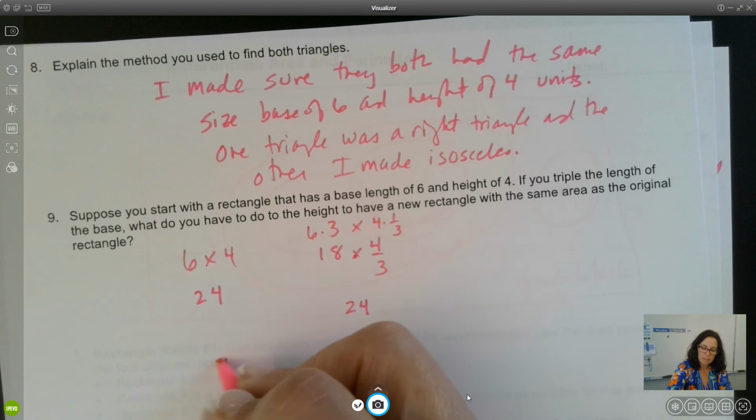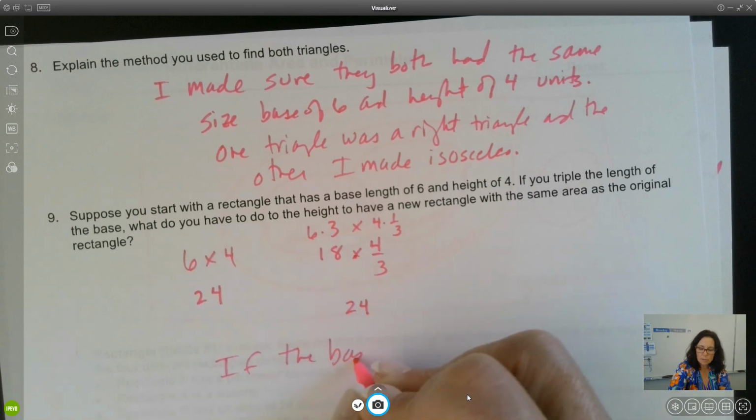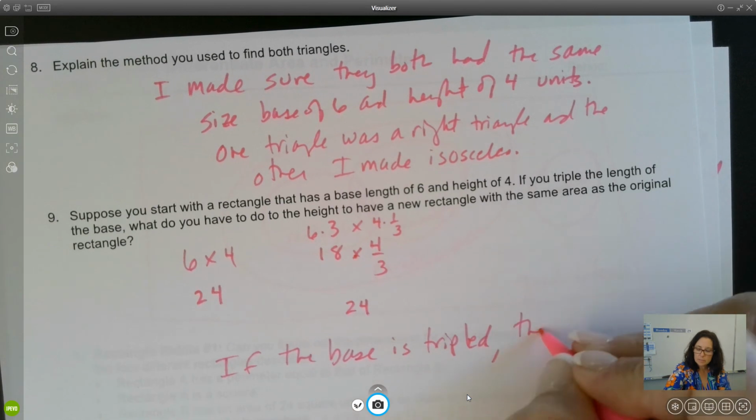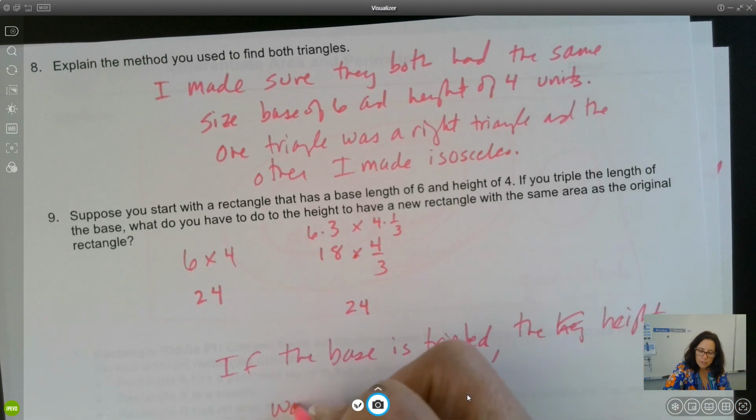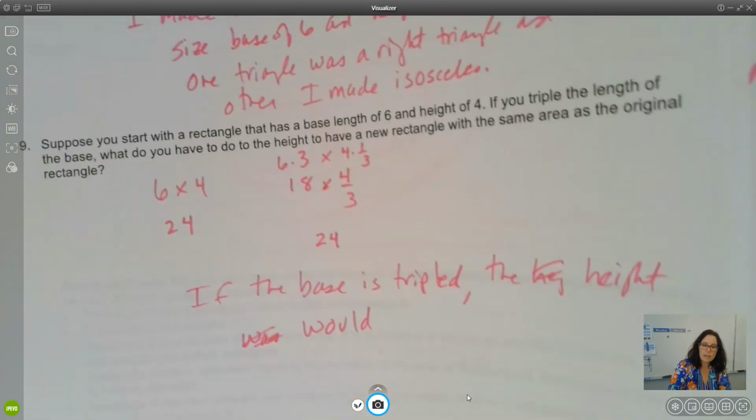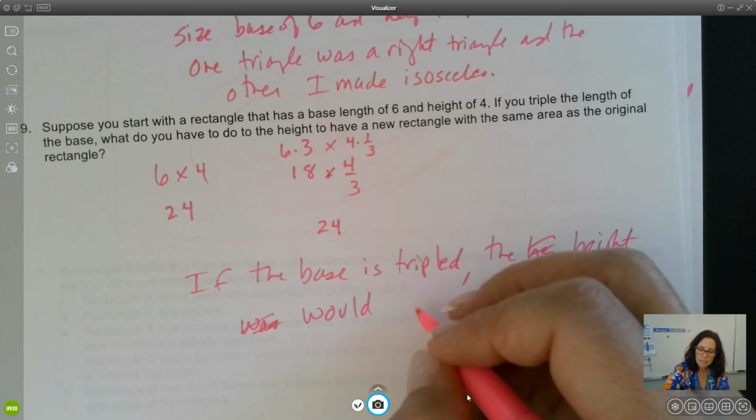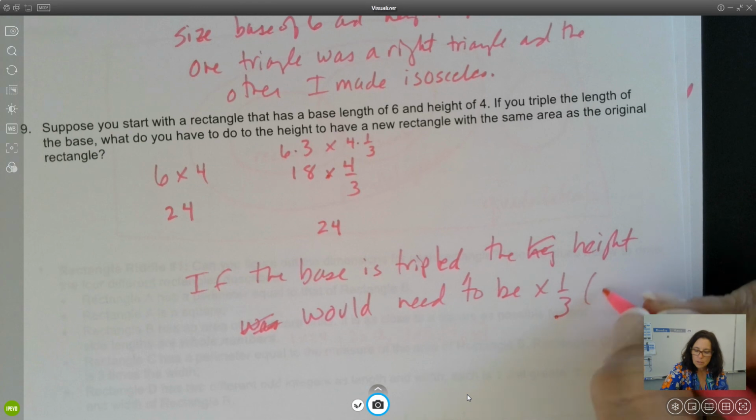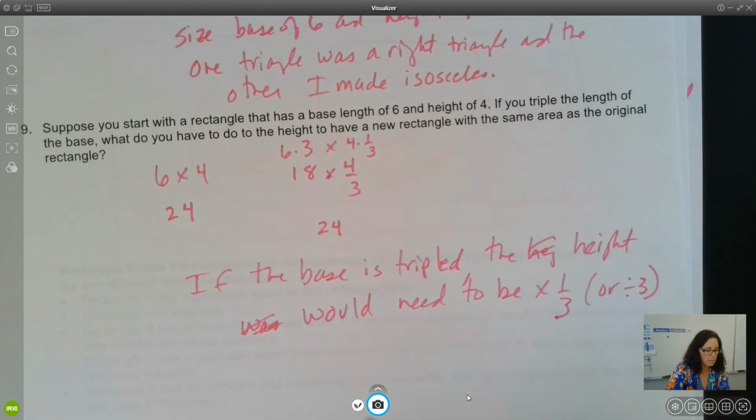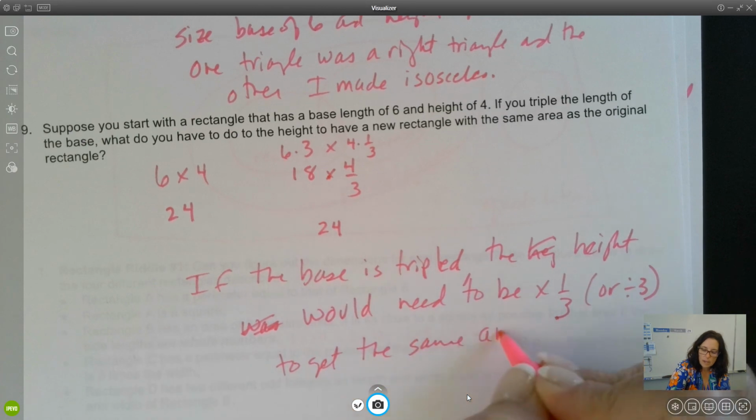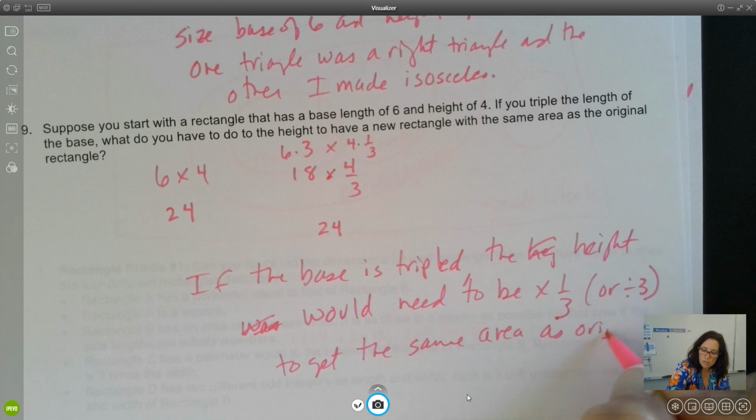Okay, so if the base is tripled, the height would, oh my goodness, guys, I'm having a hard time writing here. The height would need to be multiplied by a third or divided by 3 to get the same area as the original.